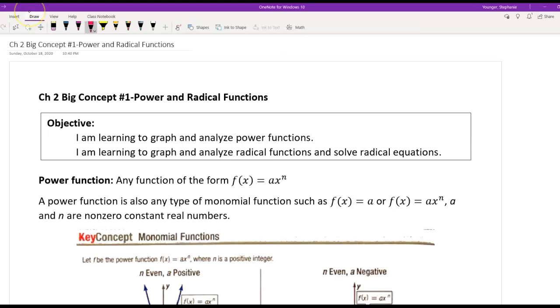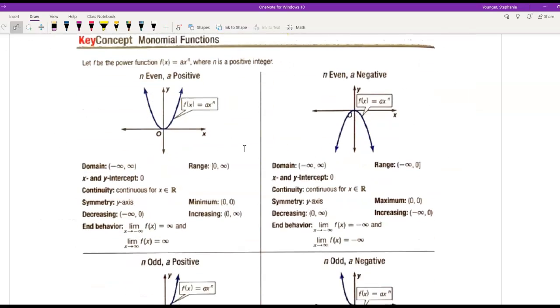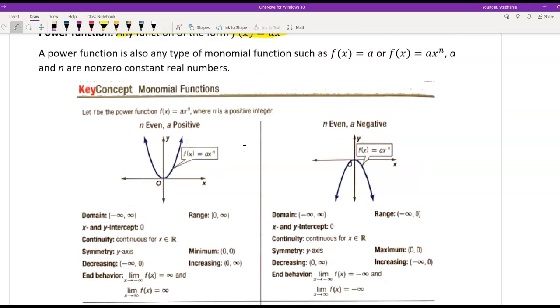So first things first, a power function is any function of the form f of x equals ax to the nth power. A power function is also any type of monomial function such as f of x equals a or f of x equals a times x to the nth power, and a and n are both non-zero constant real numbers. Now here's the thing, this is something you really want to ingrain in the back of your head. It's really going to help you with the remainder of Chapter 2 and going forward.